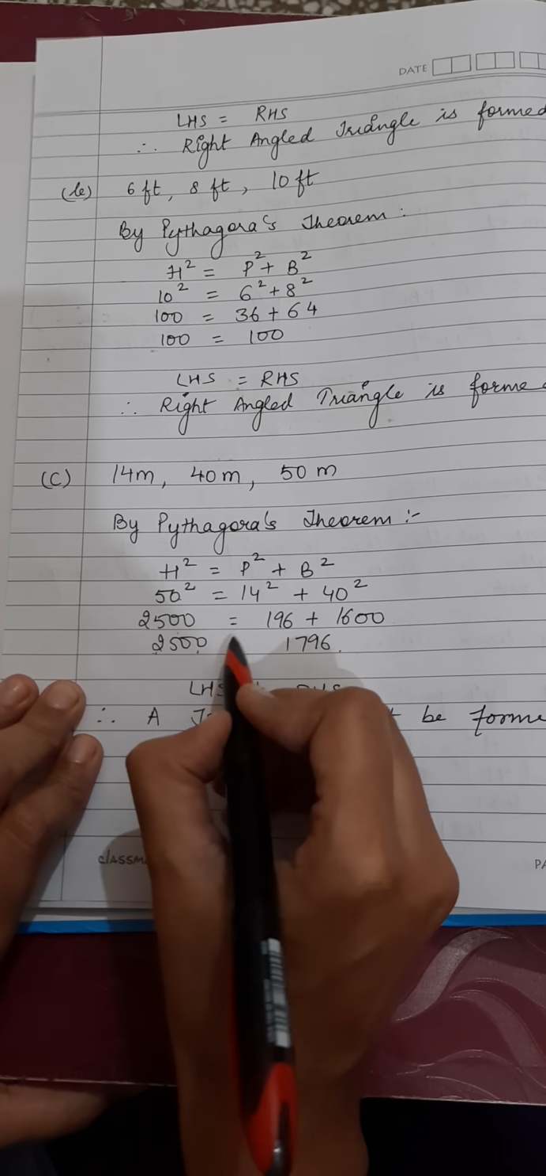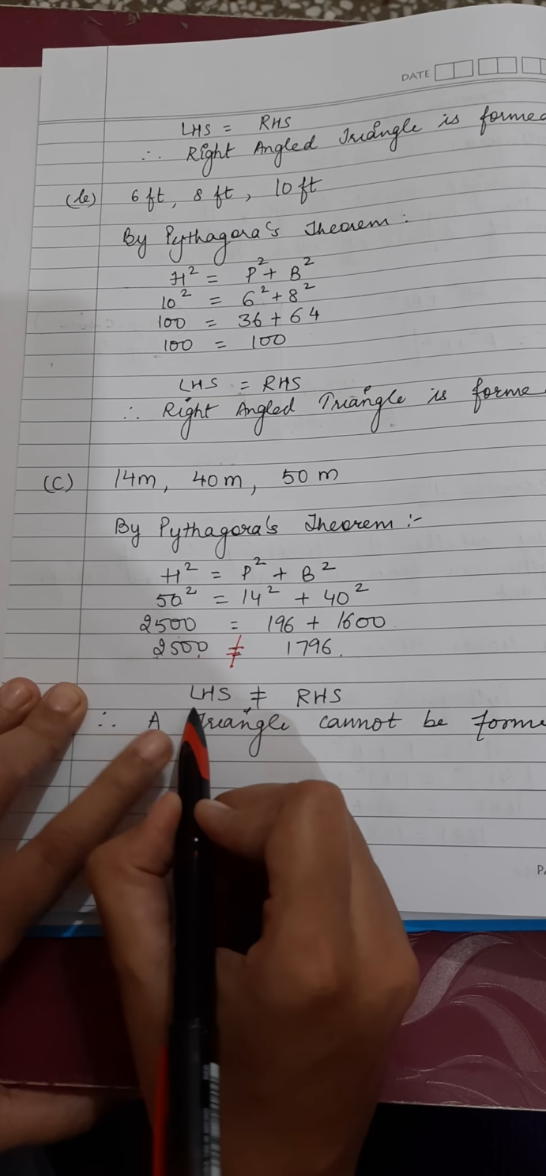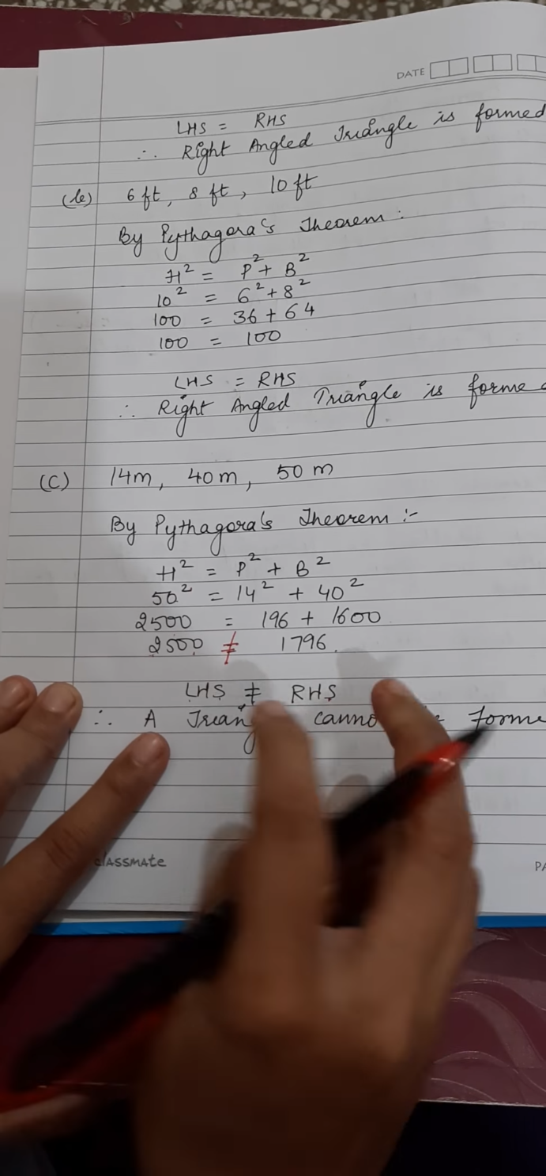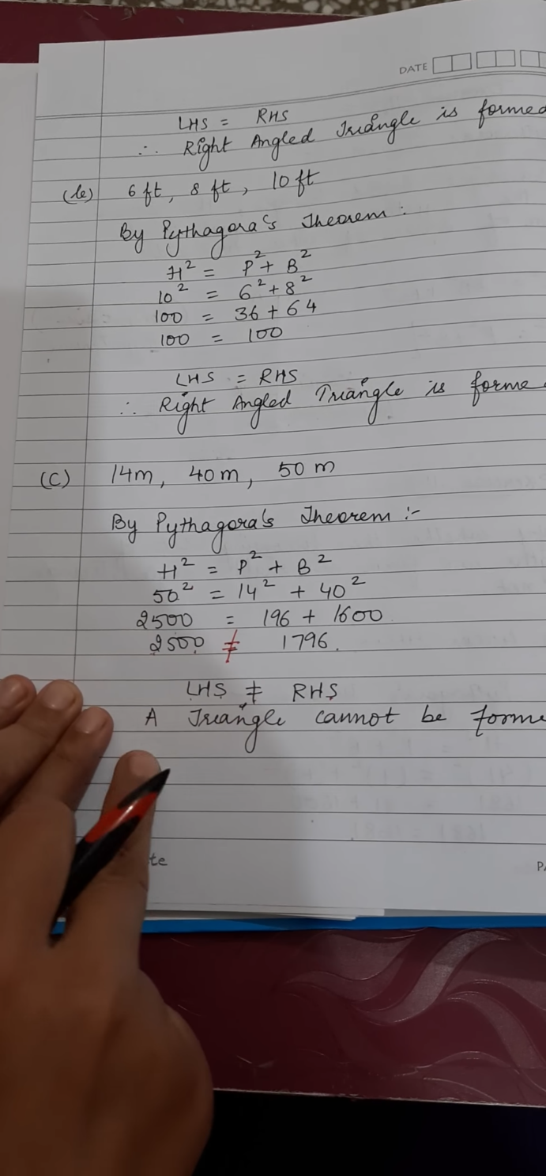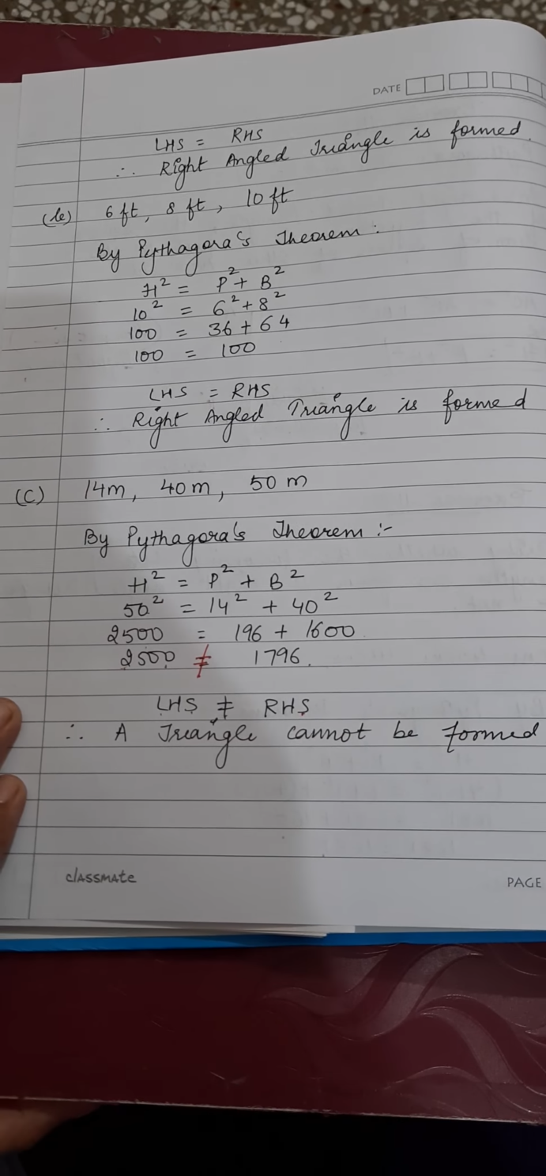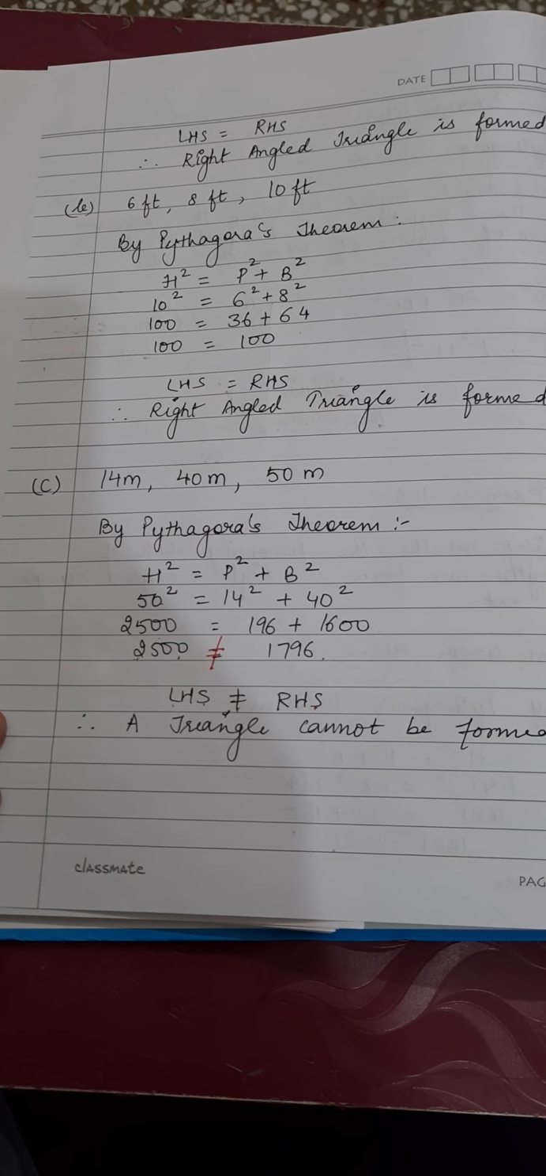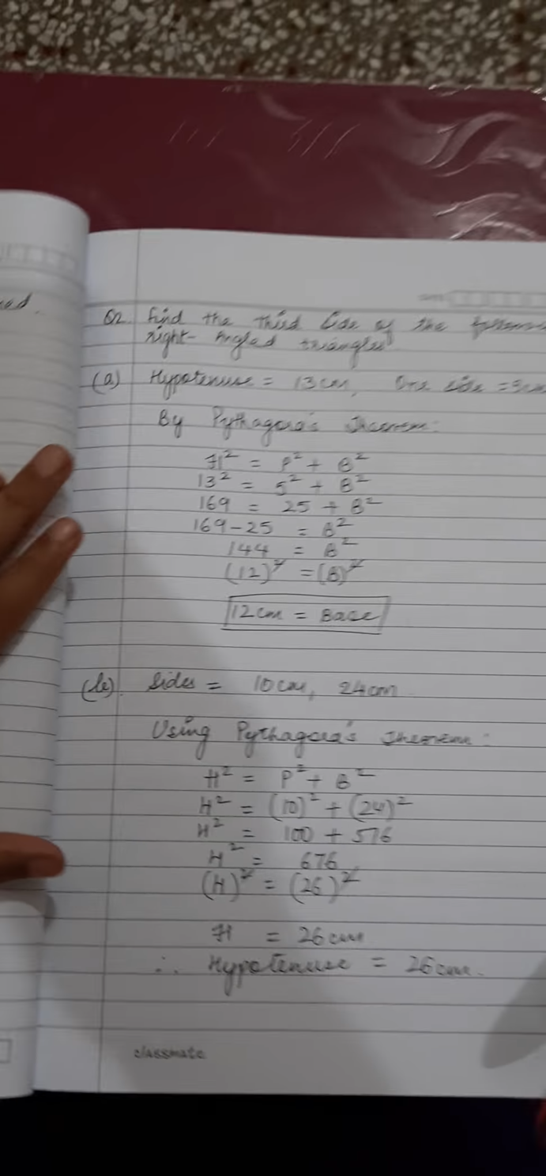Now you can see that these two sides are not coming equal. So left hand side is not equal to right hand side. When they are not coming equal, that means the right angle triangle cannot be formed. And this was your question number 1. Right? Now let's move to question number 2.